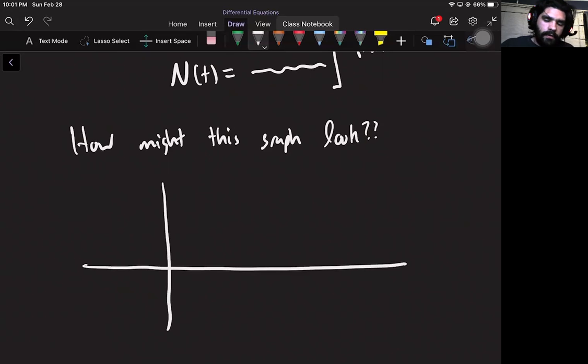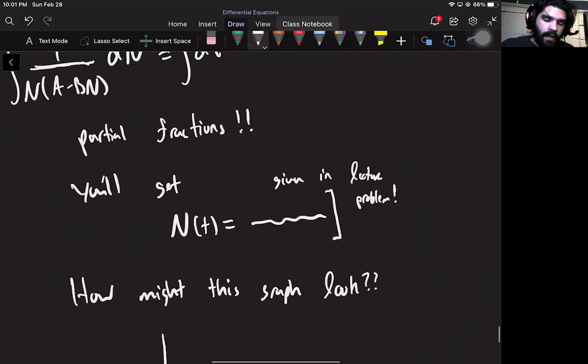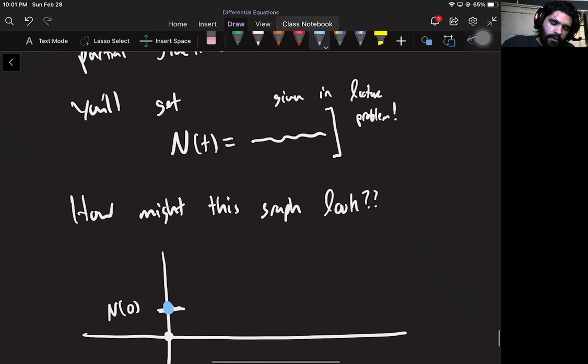So what's the idea behind this type of growth? Well, there should be some initial amount. That's when you plug in 0. So this would be n of 0, because I plugged in 0. Whatever this amount is here. And then the amount should be growing. And it's actually going to grow exponentially at first. So it's going to look a bit like an exponential graph.